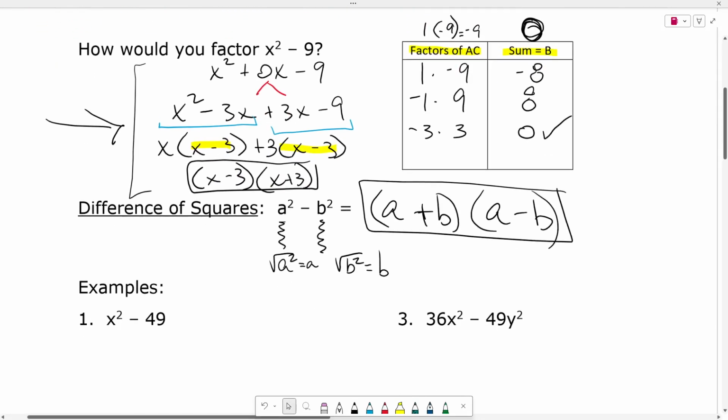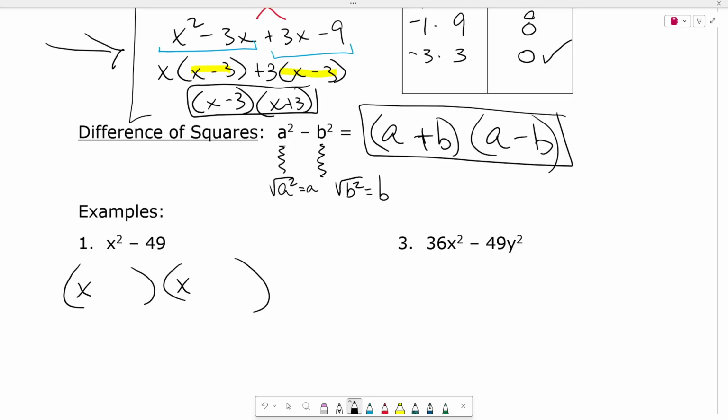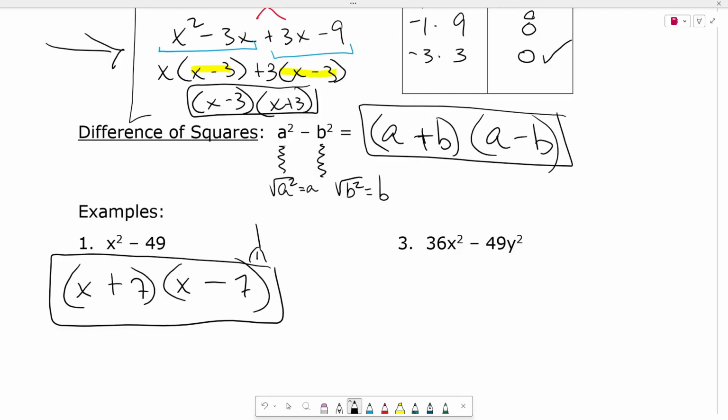So let's look at example number 1 right here. X squared: anytime you have a variable with an even-numbered exponent, then that is a perfect square. So that one is 49. 49, that's 7 times 7. Perfect square. Drop down with 2 sets of parentheses, the square root of x squared. I put x, I put x. Square root of 49, that was 7 we said, 7 and 7. And then I put a plus, I put a minus, and stick a fork in this bad boy because he is now done.